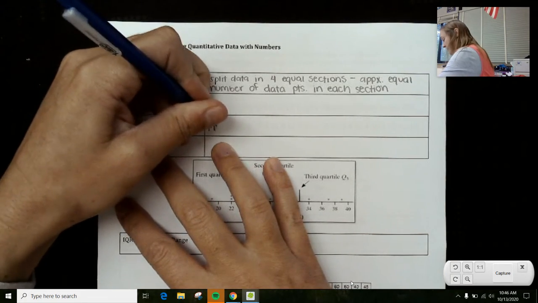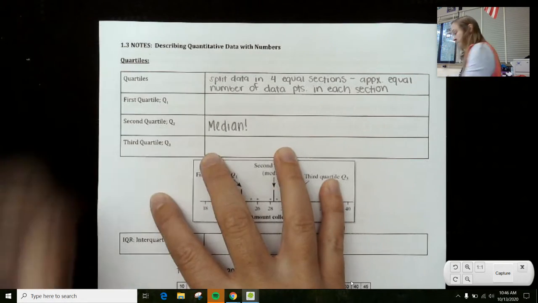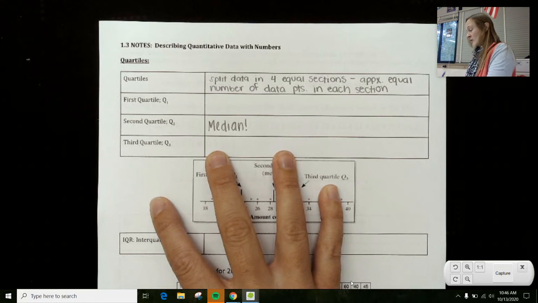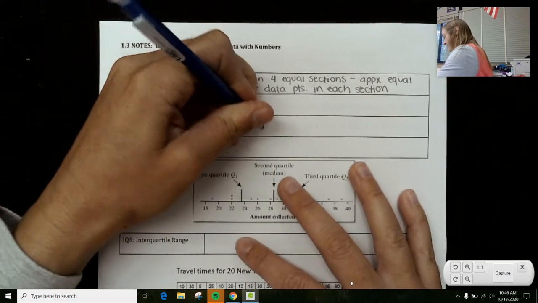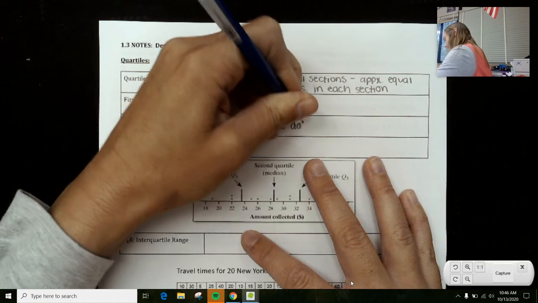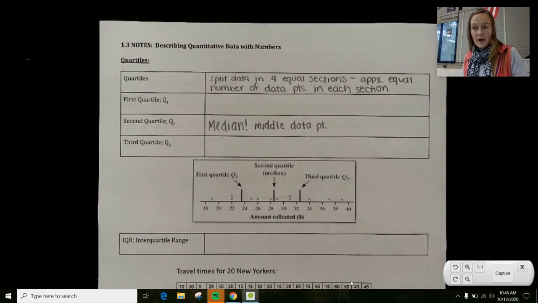This is really just your median. No one really ever calls it the second quartile, but that's another word for it. So the second quartile is actually just your median. It's the middle data point, or if you had an even number of data points, it would be the average of the two middle data points. All right, so first you find your second quartile, and then you would go ahead and find your first and your third separately.